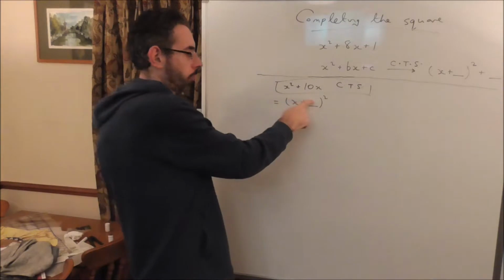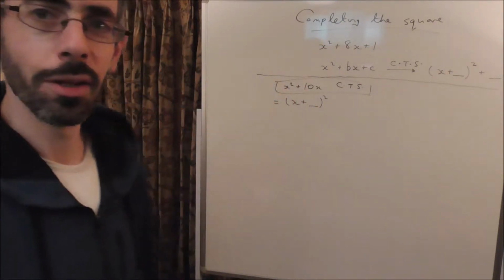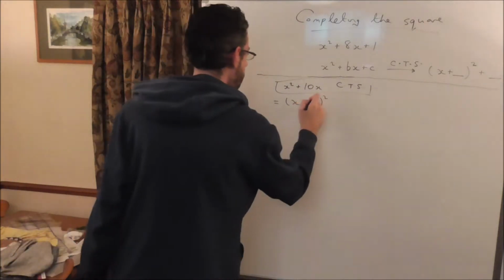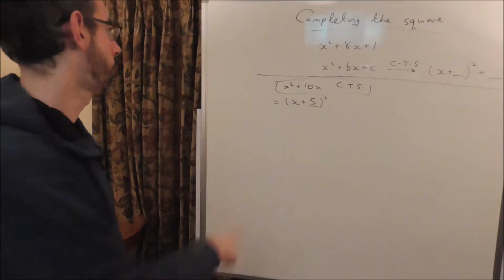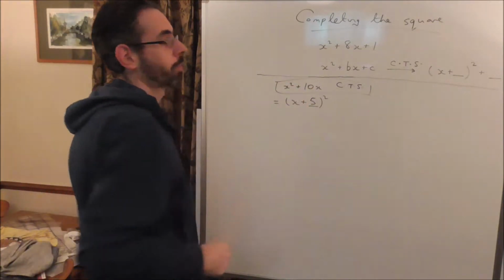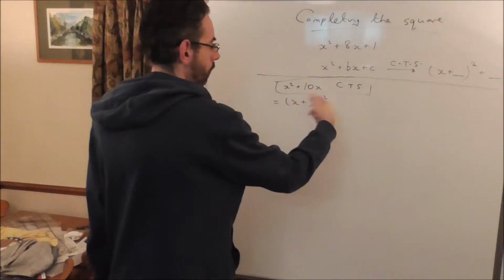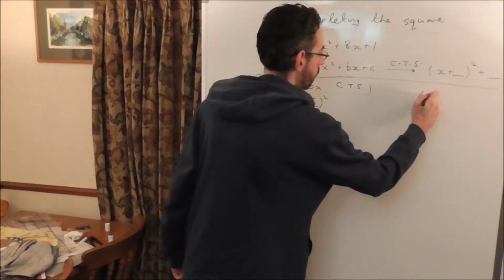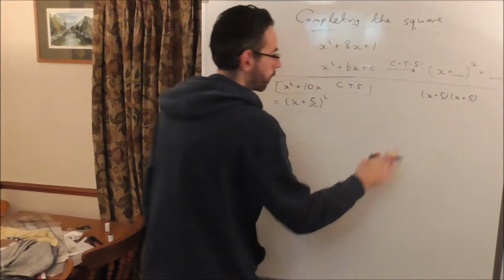So to work out what number goes here, you just halve the number in front of x. Half of 10 is 5. So it's going to be x plus 5 squared. Now, is this the same as the expression we started with? Let's just check at the side. If you do x plus 5 squared, in other words, x plus 5 times x plus 5, let's see what we get if we expand that.